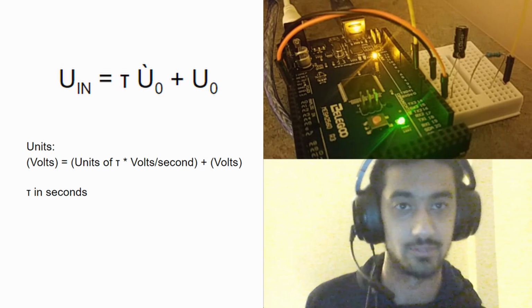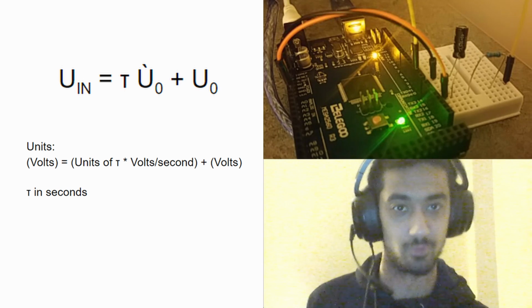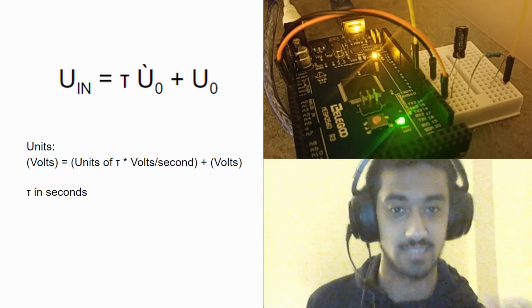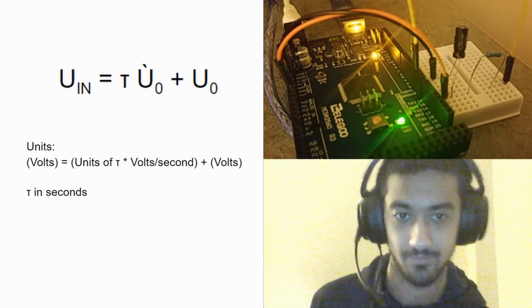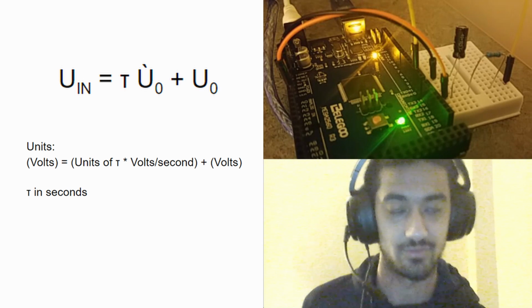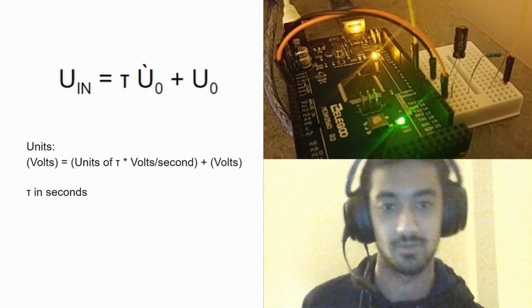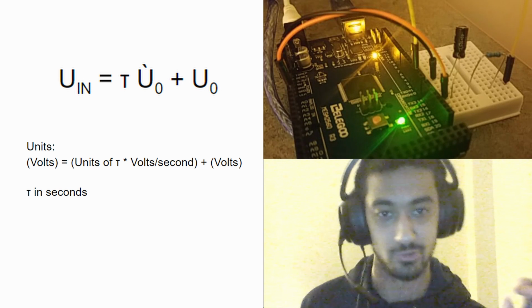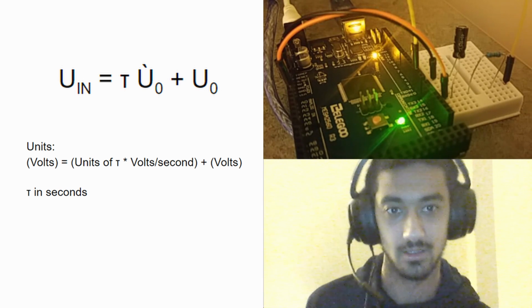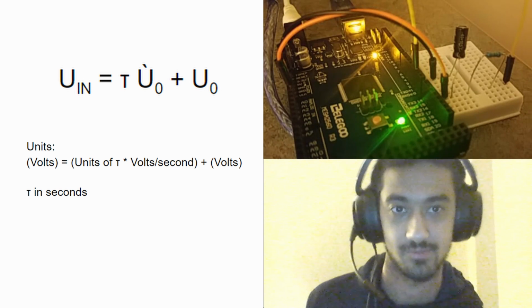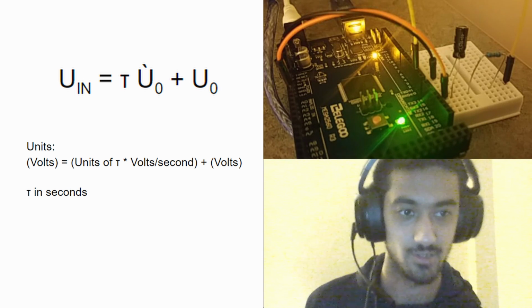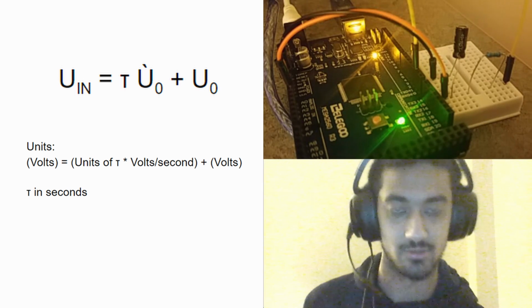We know that the unit of U_0 dot must be volts per second because it is a time derivative of voltage. And now we can see from this middle bracket that the units for tau must be equal to seconds for the seconds to cancel in both the numerator and the denominator for the middle bracket to be equal to volts. Hence, from this equation, the unit of tau is going to be equal to seconds.